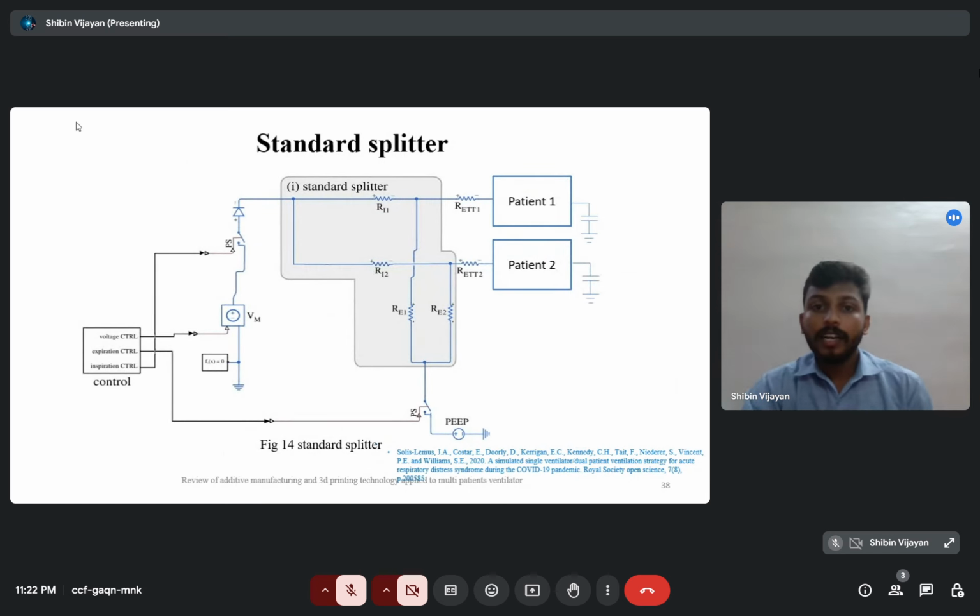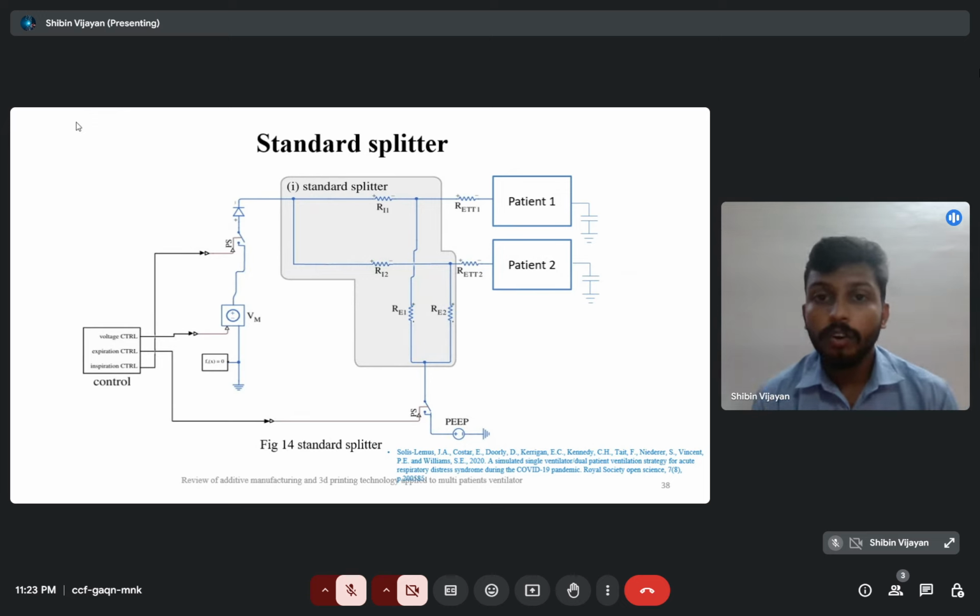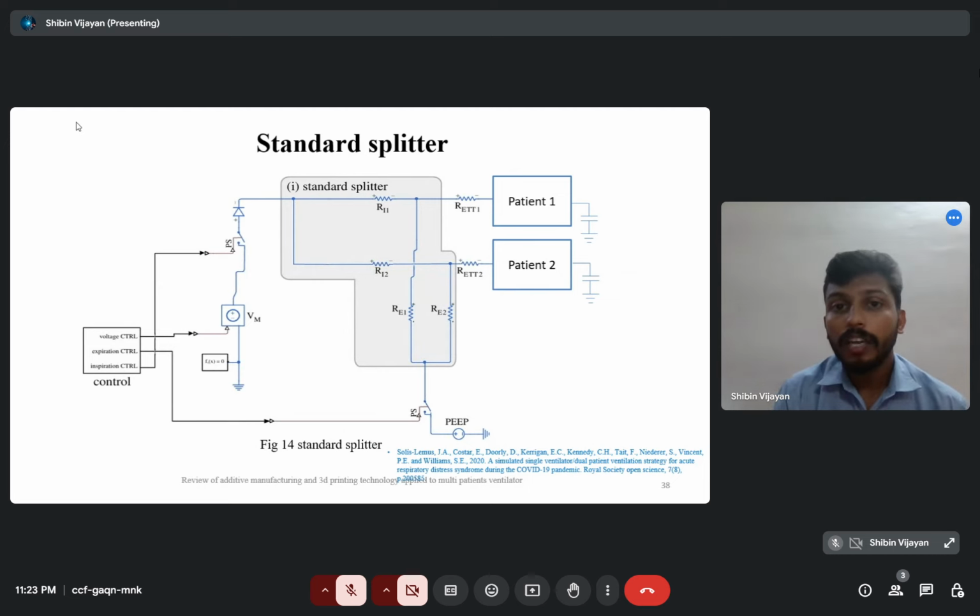This is a standard splitter diagram. The standard splitter was developed in 2020. In 2019, the novel coronavirus spread widely worldwide. In the USA, it spread widely, and the USA required about 1,60,000 ventilators. There was no chance of acquiring that many ventilators, so scientists Neyman and Babcock developed a standard splitter concept for dual patients using a single ventilator. So the standard splitters only work when each patient has the same disease condition.